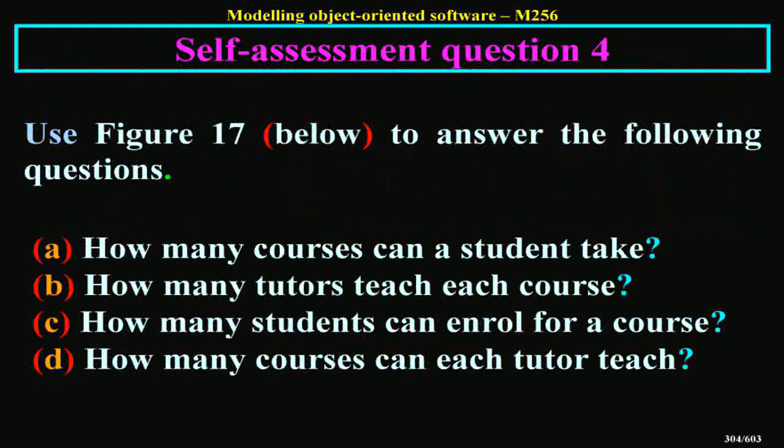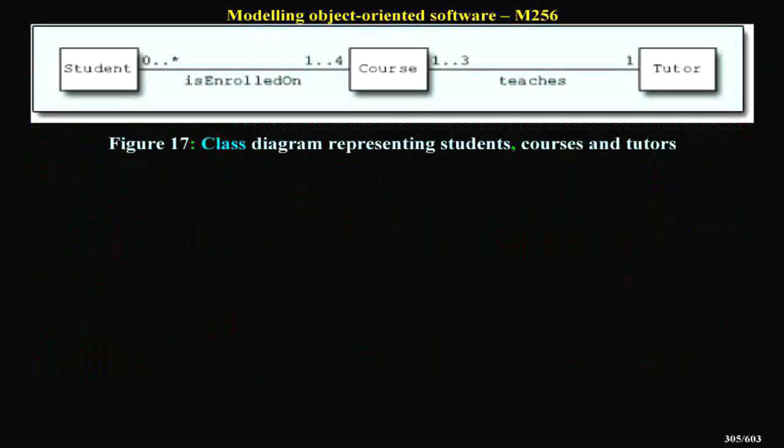Self-assessment question 4. Use figure 17 below to answer the following questions. A. How many courses can a student take? B. How many tutors teach each course? C. How many students can enroll for a course? D. How many courses can each tutor teach? Figure 17. Class diagram representing students, courses and tutors.